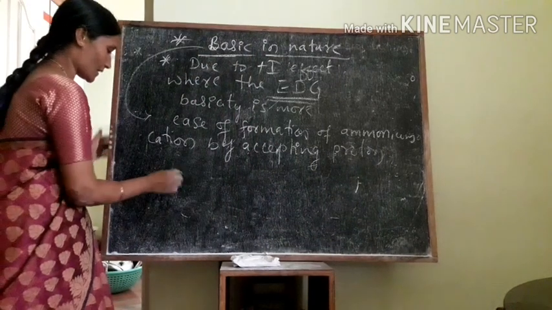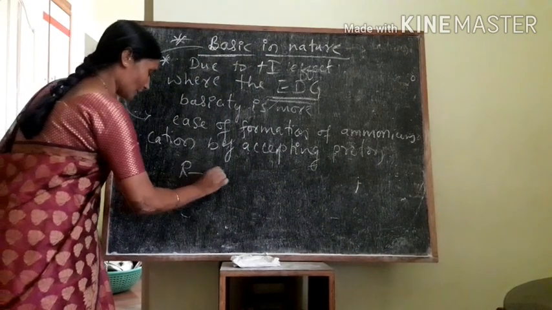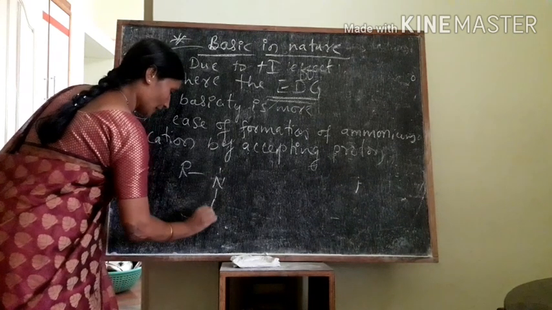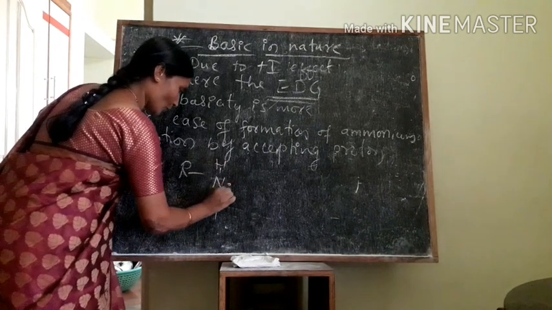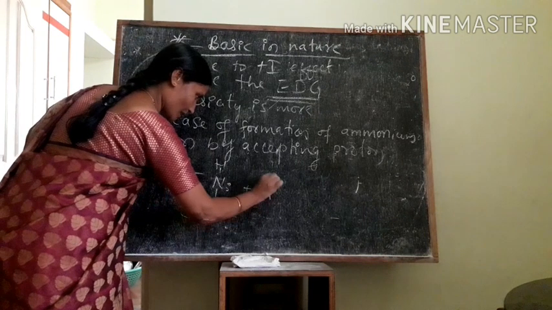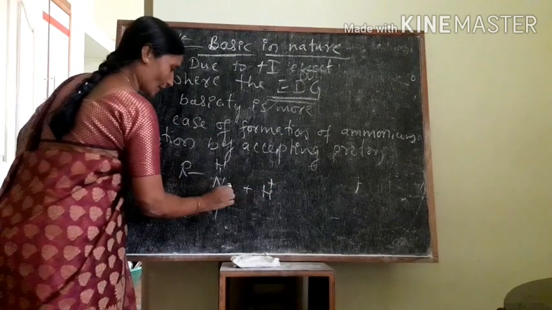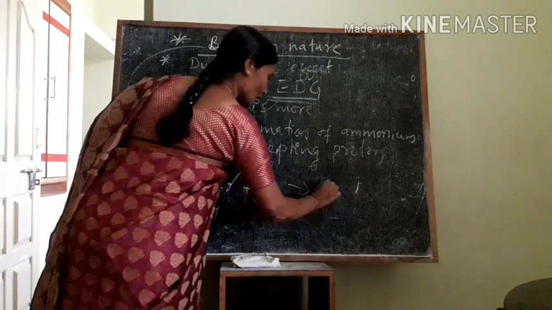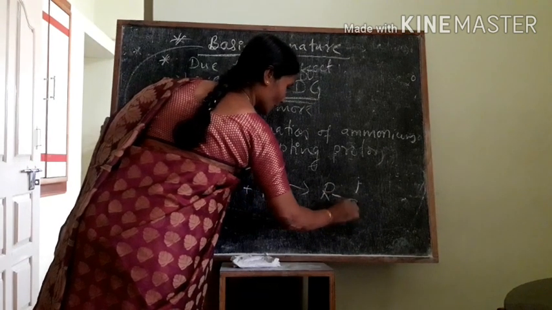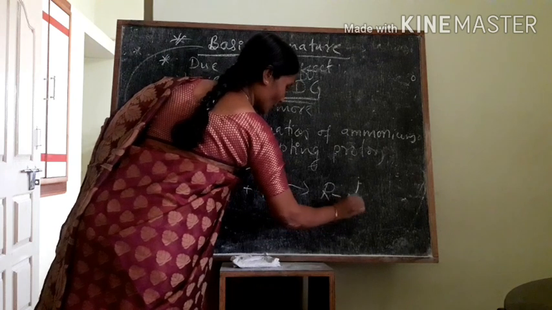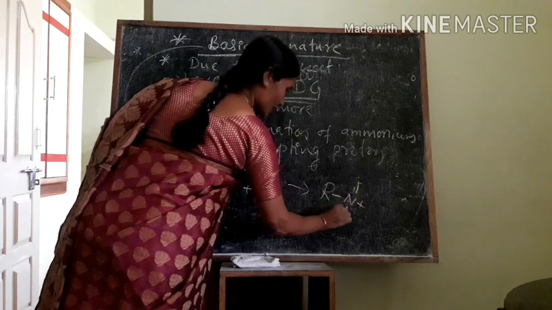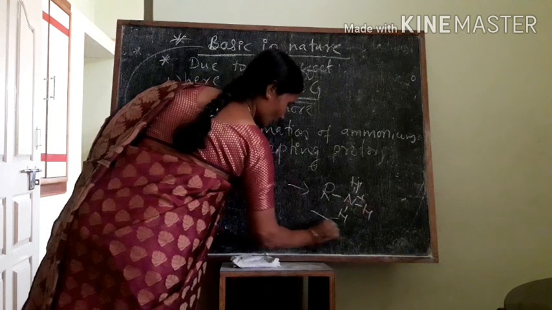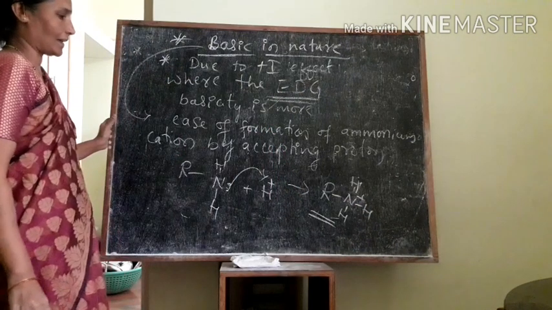I will represent that with one example, that is R, N, and this is H and H, with a lone pair of electrons, and this is a proton. This proton accepts a pair of electrons, and definitely it forms the ammonium ion, a cation. This is plus, with H and H. This is called the ammonium cation.